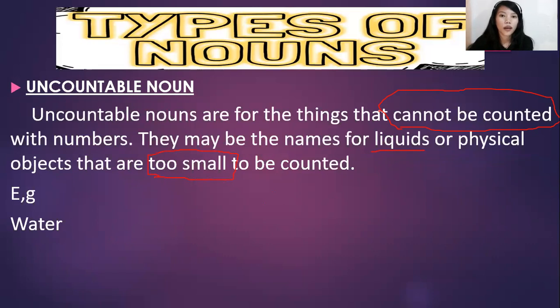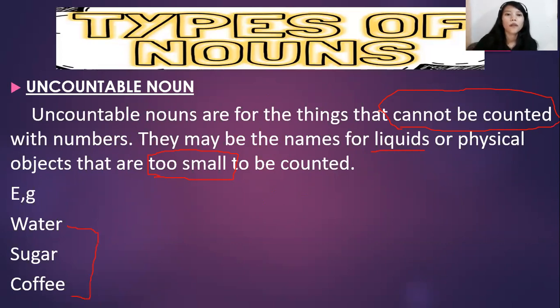For example, we have water. Can we count the water? Basically, no. How about sugar? Can you count a sugar? Definitely no. And then coffee. Can you count a coffee? Of course not. Therefore, these are an example of uncountable noun. Another example of uncountable noun is hair. Can you count your hair? Definitely no. Therefore, it is an example of uncountable noun.